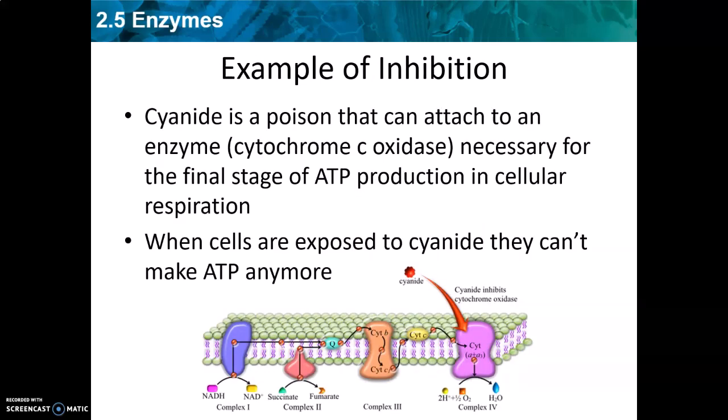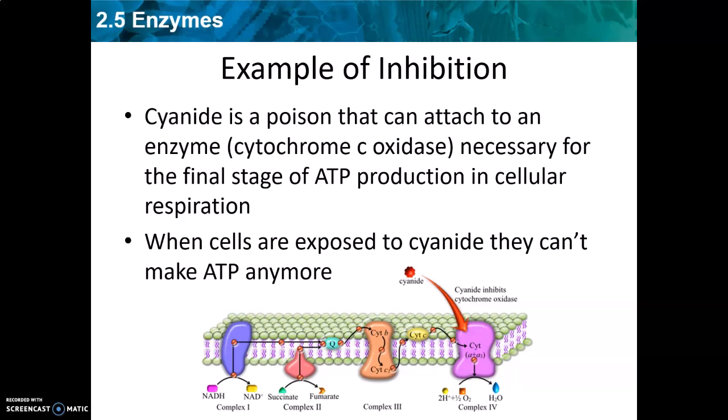One example of an inhibitor would be cyanide. I'm not going to ask you to know the details of this process, but again, I think it's helpful in understanding if you know a specific biological example. So cyanide is a poison you've probably heard about before. And what it does is it's an inhibitor for an enzyme that's necessary in cellular respiration.